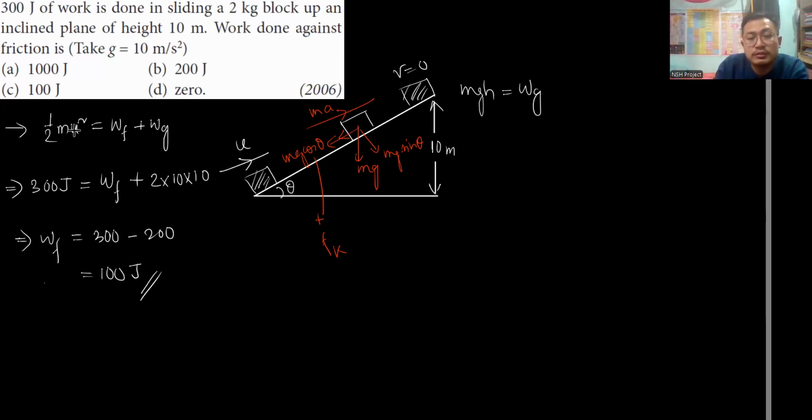The starting kinetic energy is half m u square, the initial kinetic energy. That is the approach, though the question could have been worded better. Anyway, that's okay.